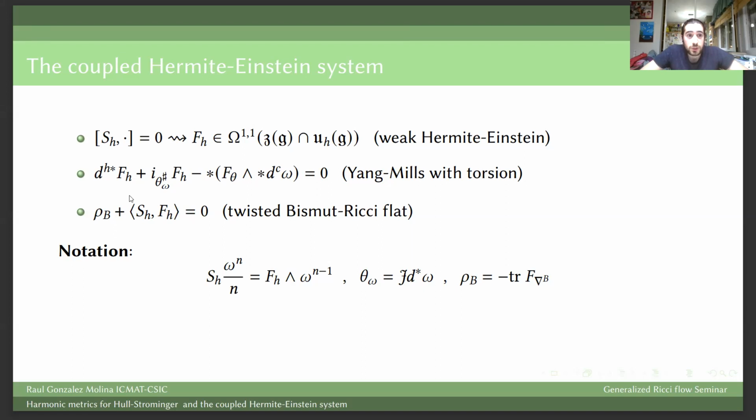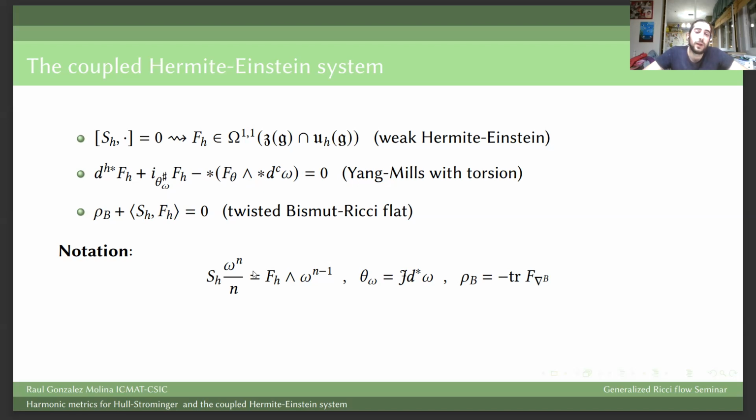So the second of these equations is what we call Yang-Mills with torsion. Just because if you see the terms of this equation, the first one is what we would call Yang-Mills in the Kähler setting. And the thing is that in the Kähler setting, the second and third terms vanish because here we have the torsion terms of a metric. This theta omega is the Lee form, and d^c omega is the torsion of the metric. So this can be seen as a non-Kähler generalization of the Yang-Mills equation admitting torsion terms.